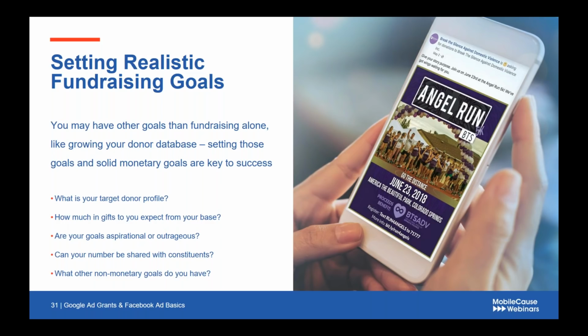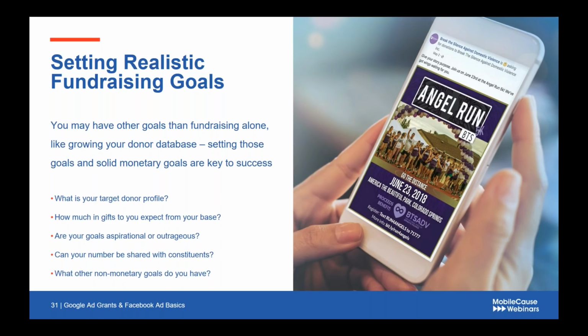It's great to go back and say, what has been our average donor growth over the last 4 or 5 years, or however long your organization has been in existence, and map that out and see what your projected growth can be based on what you've done in years past.